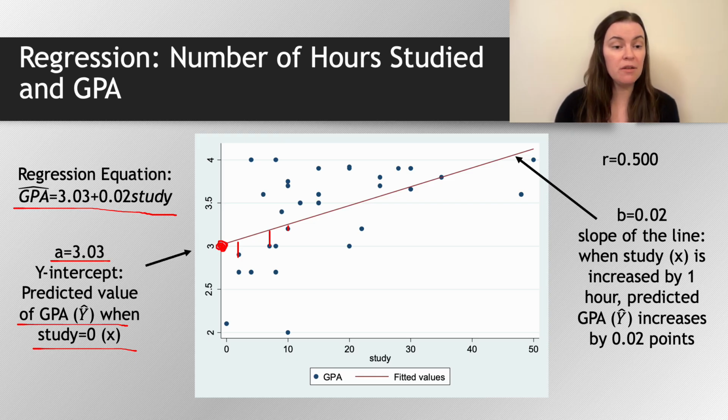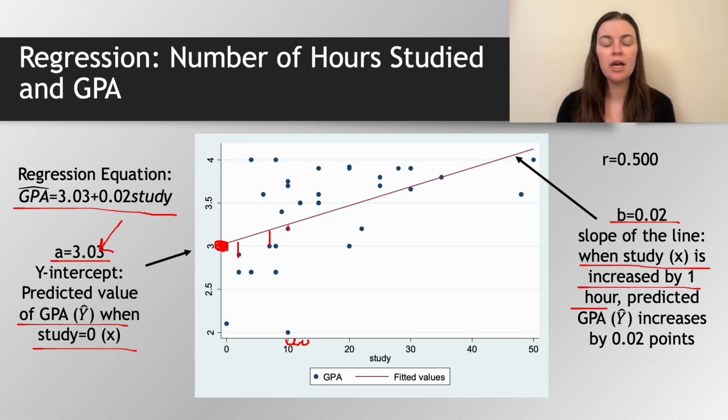But again, if you study for 0 hours, you are predicted to have a GPA of 3.03. Our slope here is 0.02. So what does that mean within the context of this problem? When study, or our X, is increased by a value of 1 hour, so basically when we increase every hour here, so 10 to 11, 11 to 12, 12 to 13, and so forth, your predicted GPA increases by 0.02 points.